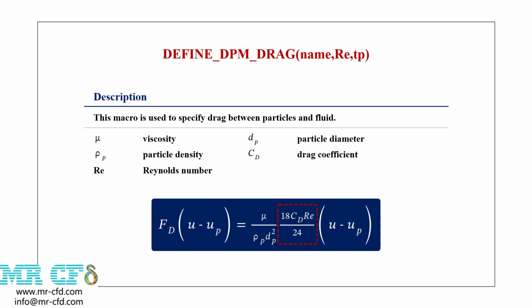In another example, the define DPM drag macro is used to determine the value of the drag coefficient between particles and fluid. That is, with this macro we can estimate the value of the drag coefficient between discrete particles and continuous fluid. According to the presented relation, the drag coefficient between particles and fluid is represented in the form of a dimensionless expression.